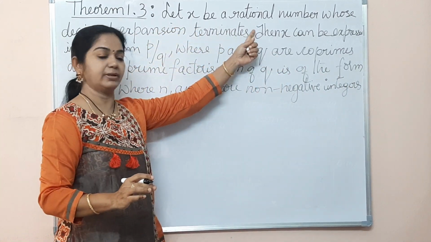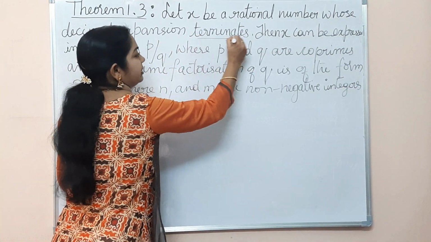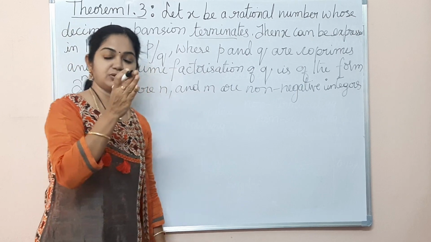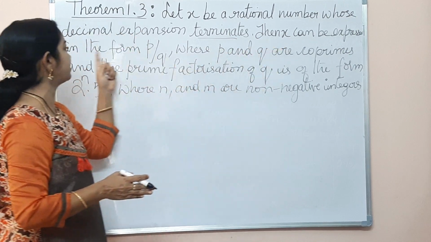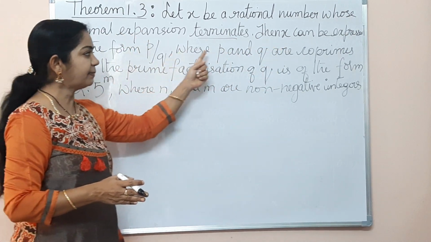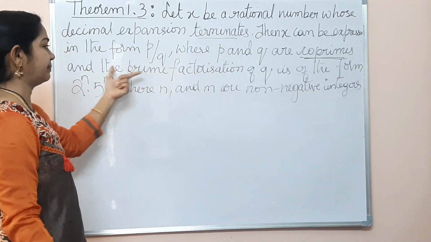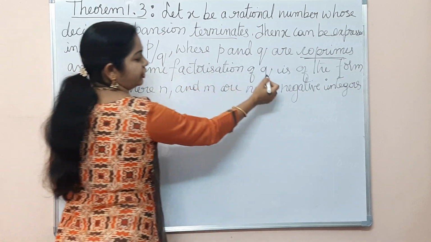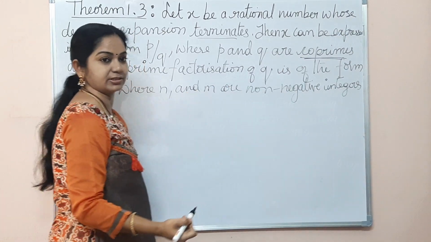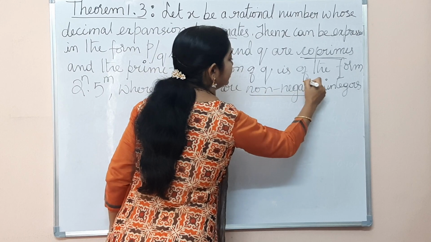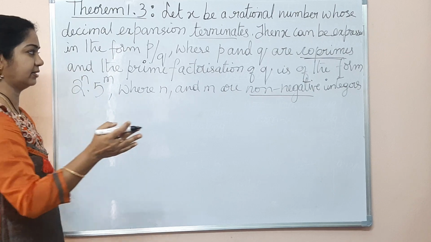Let x be a rational number whose decimal expansion terminates. The word to see here is terminates. Terminates means stops, comes to an end or cut. It has been stopped. Then x can be expressed in the form of p by q, where p and q are co-primes, and the prime factorization of q is of the form 2 to the power of n, 5 to the power of m, where n and m are non-negative integers. Some terms we will concentrate on here. Terminates means been stopped or cut.